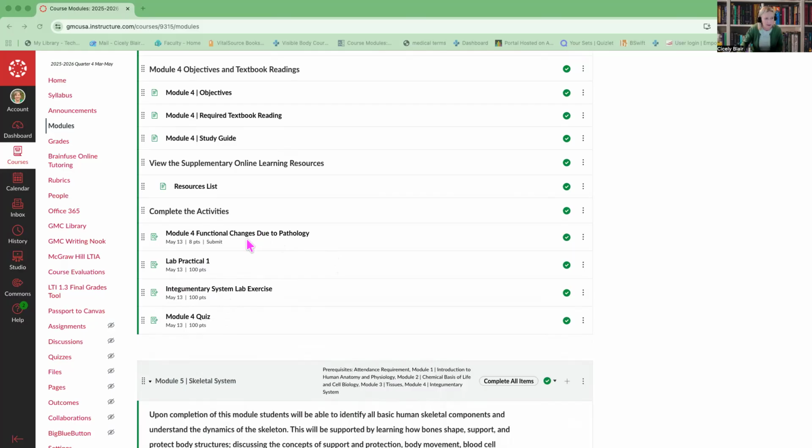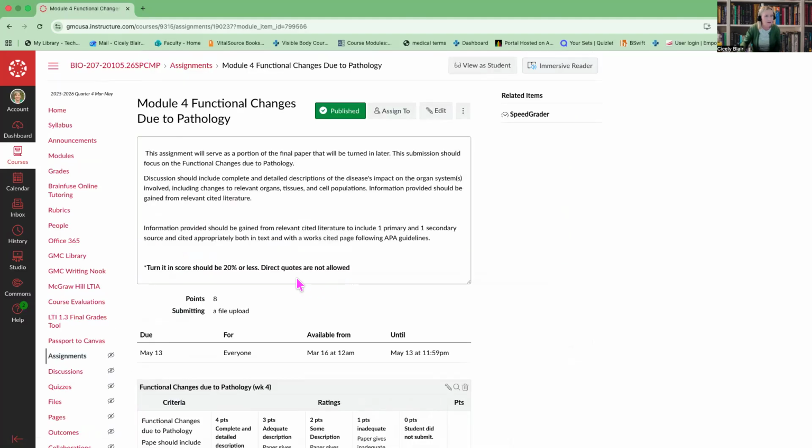The other assignment that is due this week is the functional changes due to pathology, and we're going to take a look at that. So this assignment is a continuation of your final paper that will be turned in Module 7. And in this one, you're going to take that disease from Module 2, and now you're going to look at how that disease impacts the organs in that particular system. So you're going to discuss any changes to the organs in that system.